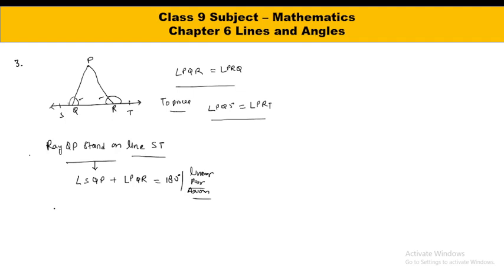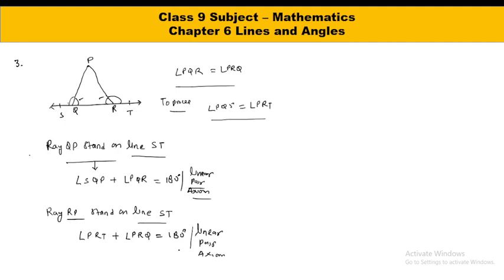Similarly, ray RP stands on line ST. We can say that angle PRT and angle PRQ sum is 180 degree, taking the reference of linear pair axiom. Now this is equation 1 and this is equation 2.